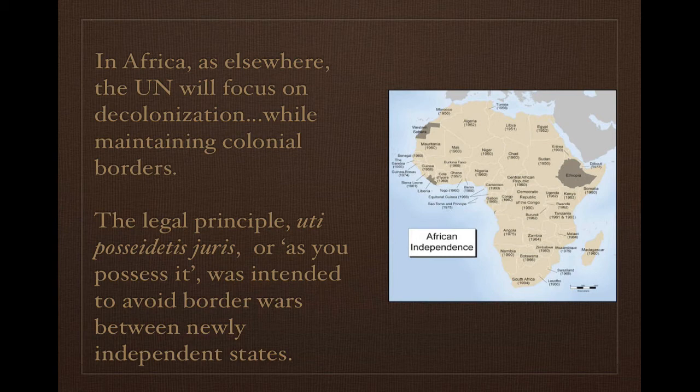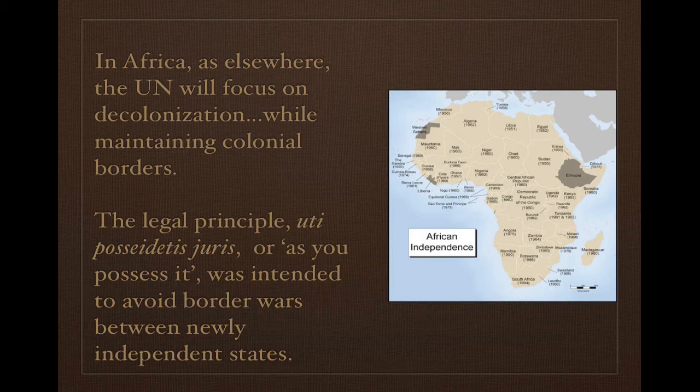and it's largely going to focus on avoiding wars between member countries. The classic example here comes from the principle of uti possidetis juris, or as you possess it. This is a legal principle that the UN refers to frequently in the 50s and 60s in order to keep member states from opening negotiations over their borders or launching wars over the shape of their borders. Essentially, it's Latin, it means as you possess it.